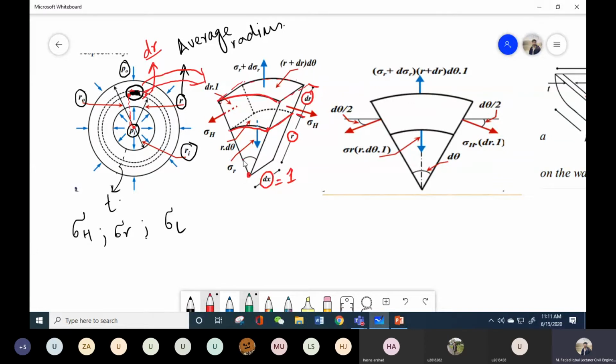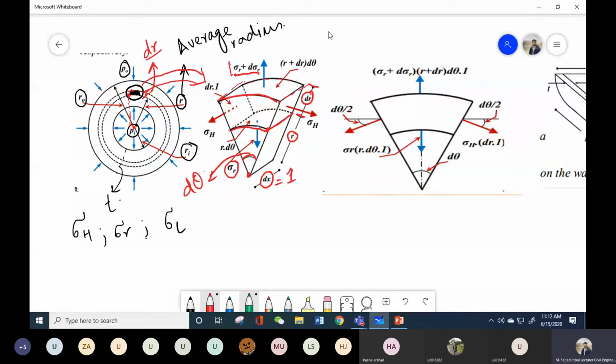The angle between the two curved sides is represented by d theta. Obviously we know that on the top and bottom of this layer there will be radial stresses, because radial stresses are equal and opposite to the internal pressure, or in the case of external pressure, equal and opposite to the external pressure. If in the inner layer the radial stress is represented by sigma r, then in the top layer there will be some difference in the radial stress. That radial stress will be represented by sigma r plus d sigma r.